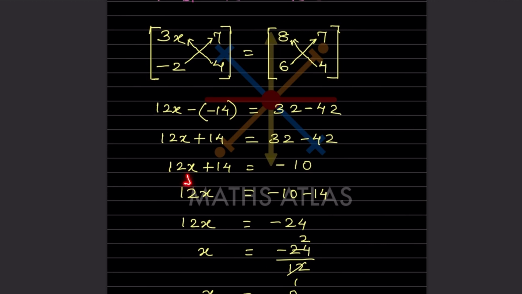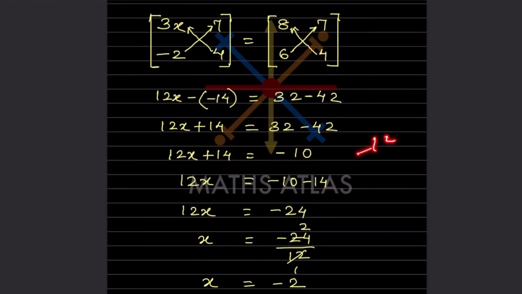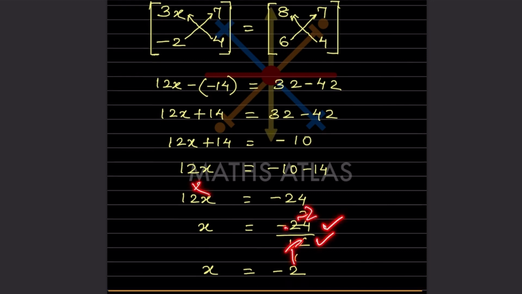So now look here, this 12x on one side, and in the same place, plus 14 becomes minus 14 over here. Same, minus 14 minus 10, you are going to add, that will be minus 24. So here x is going to be minus 24 divided by 12. So that will be 12 ones are 12, 12 twos are 24, but that is a negative.